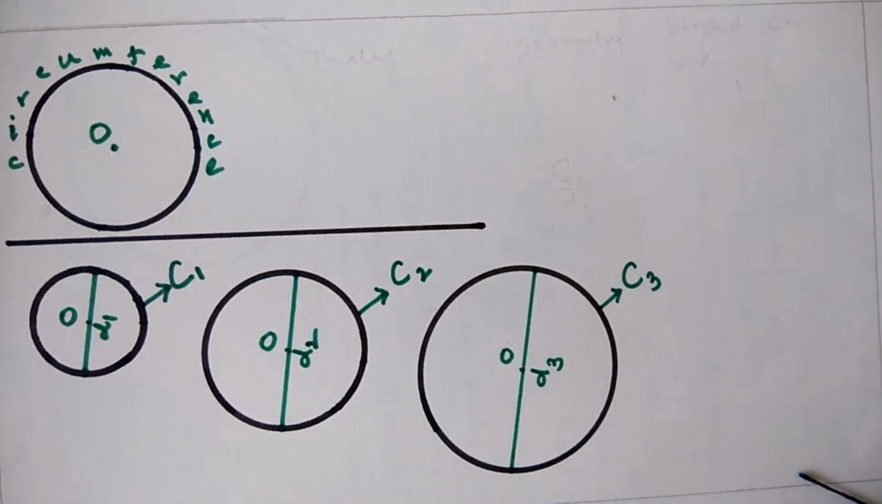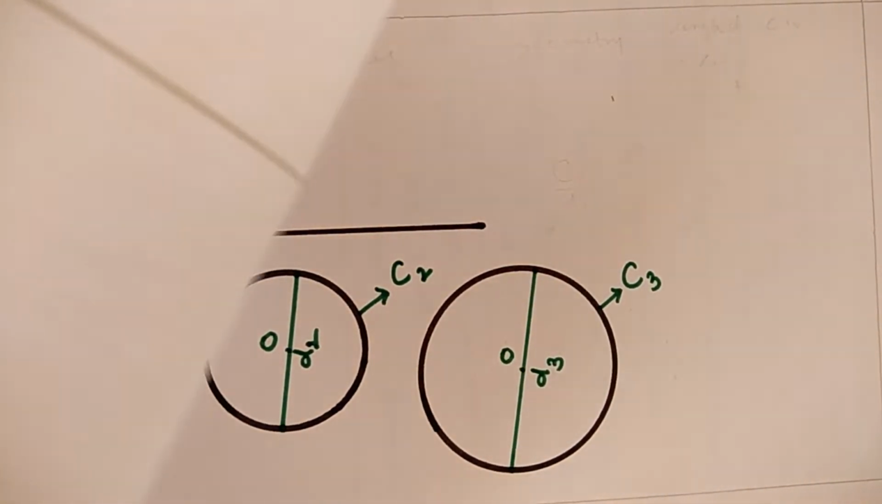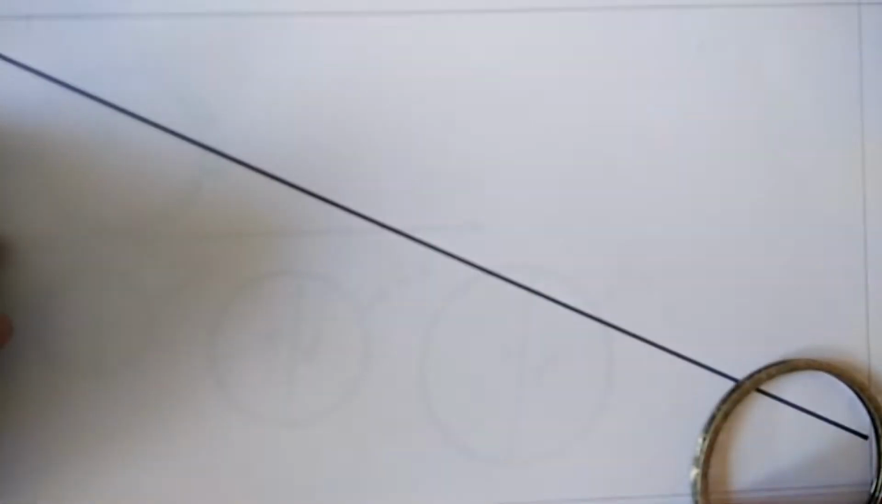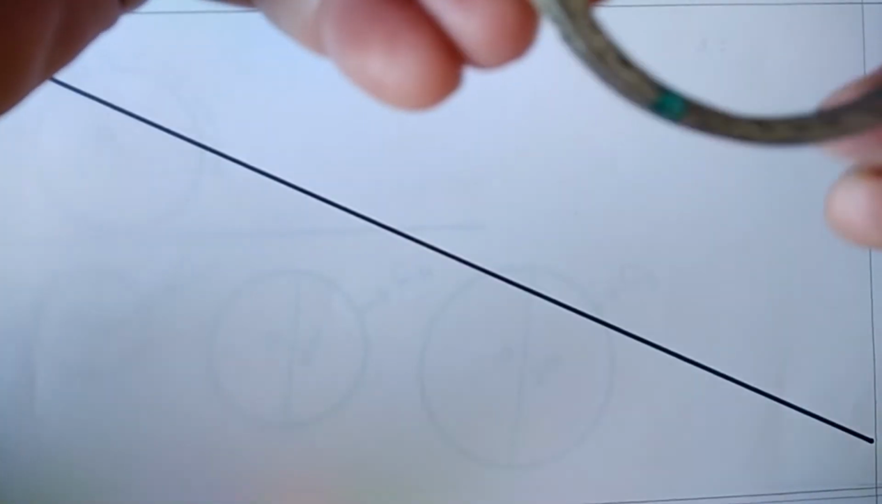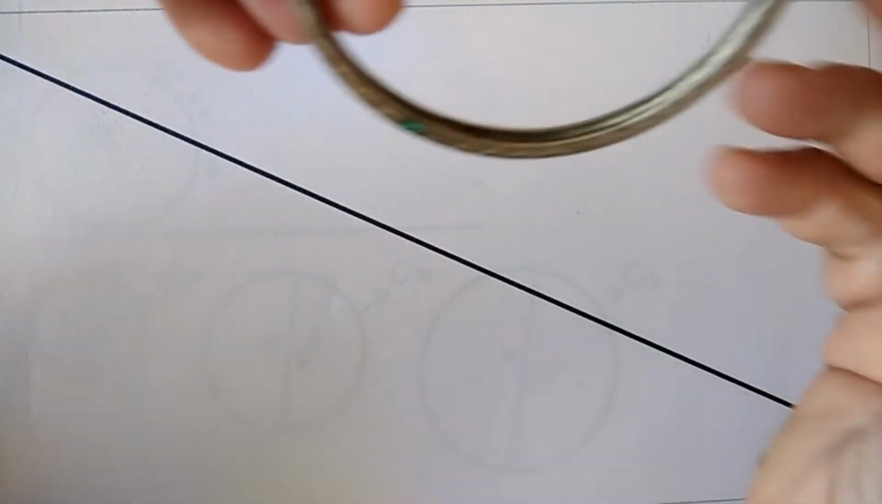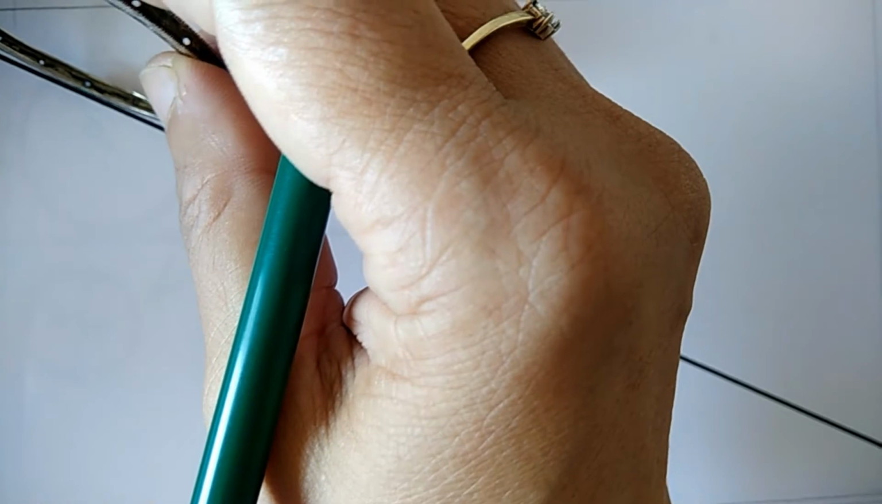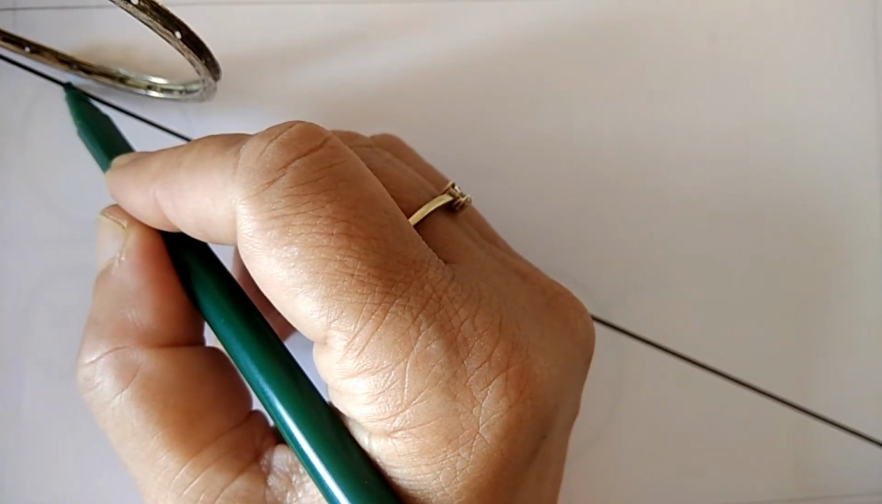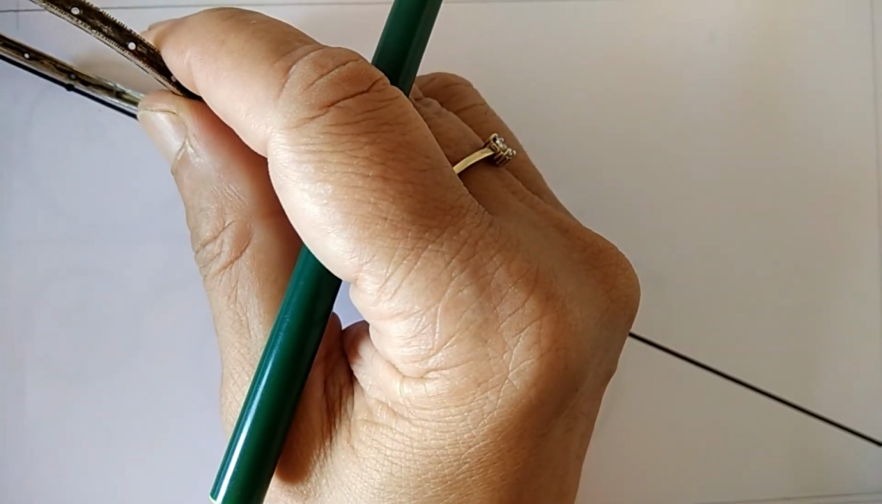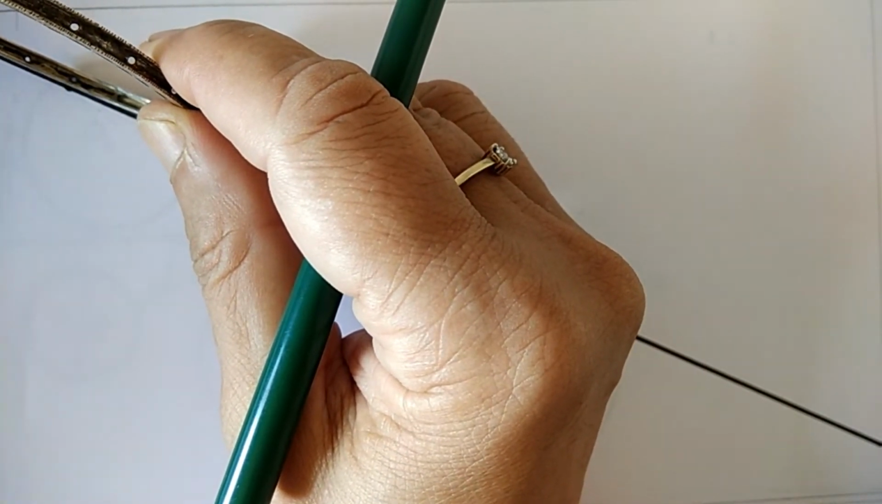Now friends, there is another way. Here you see, I have drawn a line on a plane. This paper is the plane, and here I have taken the bangle, I have marked it at one point. I have now placed it along the line, and here also I'll mark the point of contact of the bangle and the line. These two marks will coincide.